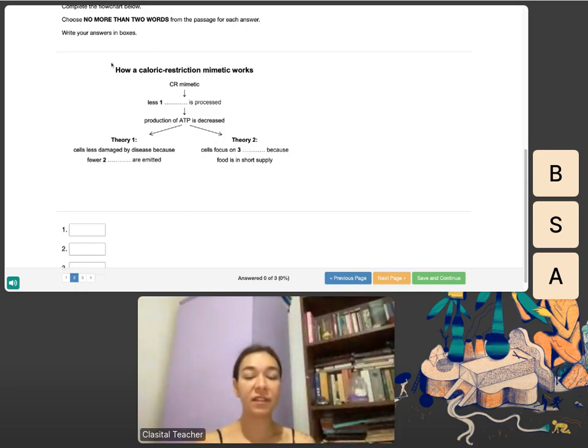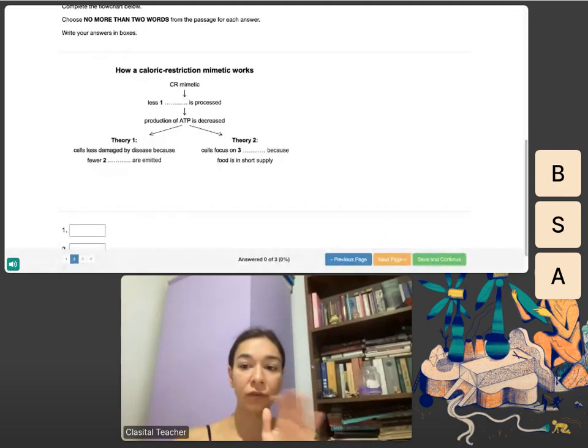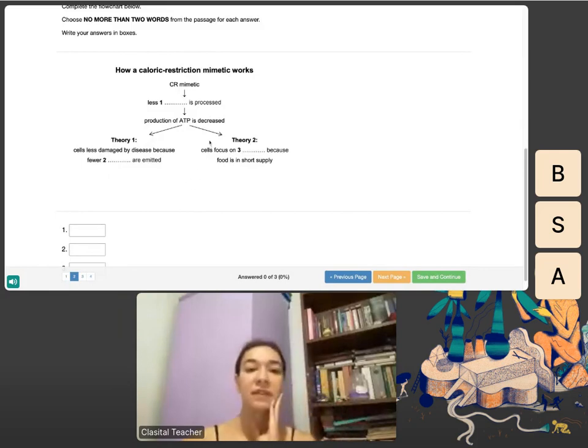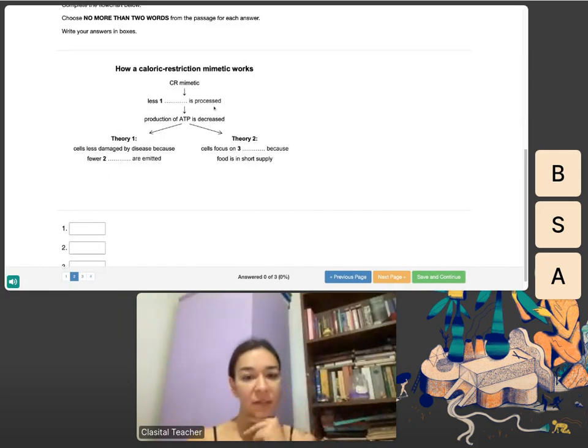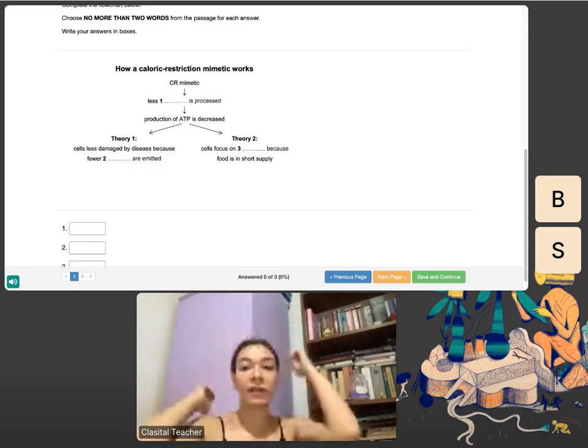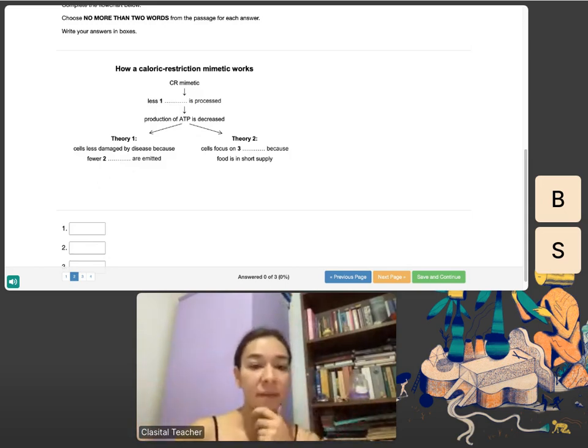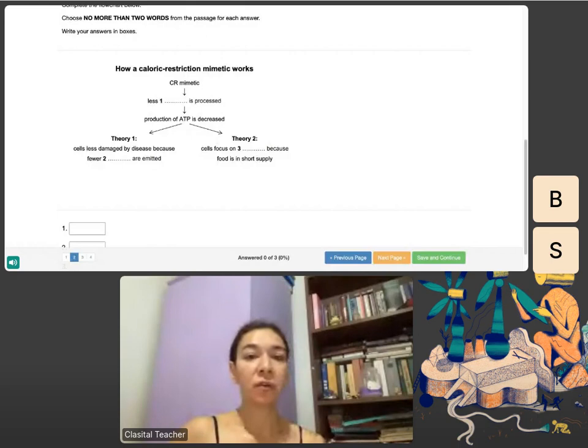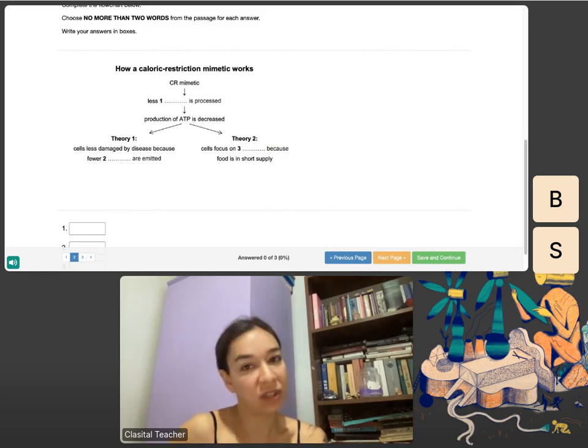Let me see how a caloric restriction mimetic works. You don't have to know all of the words and vocabulary here, but you should know the main idea of it. Let's see. CR mimetic, less something is processed, protection of ATF is decreased. Theory 1, cells less damaged by disease because fewer something are emitted. So I should look for a noun here. Fewer something are emitted. And theory 2, cells focus on something because food is in short supply. Maybe cells focus on working, or studying something. So maybe I should look for a verb in the ing form.